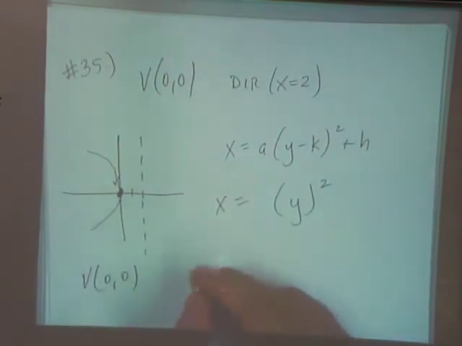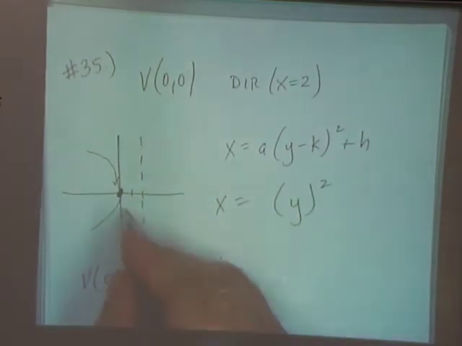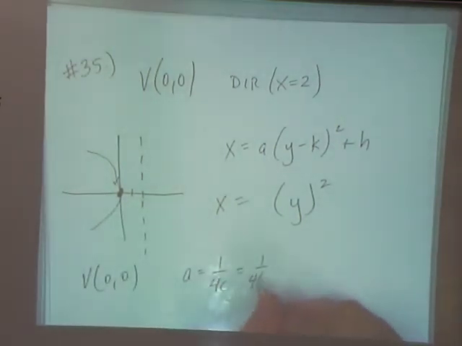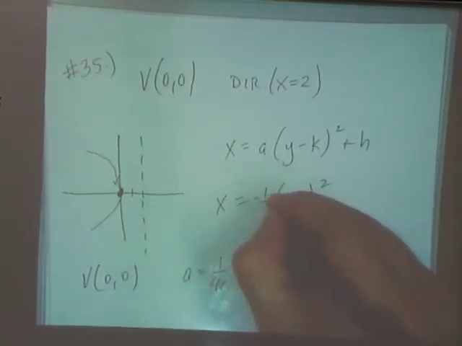And then we know that a is equal to 1 over 4c. In this case, c is 2, so 1 over 4 times 2, or 1 over 8. However, it's opening which way? To the left, so I know my a value is going to be negative. So it's negative 1/8.